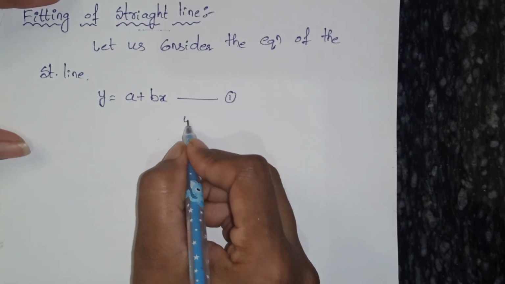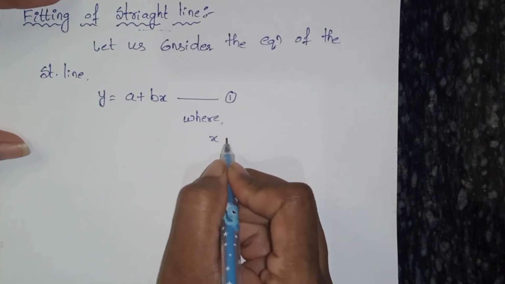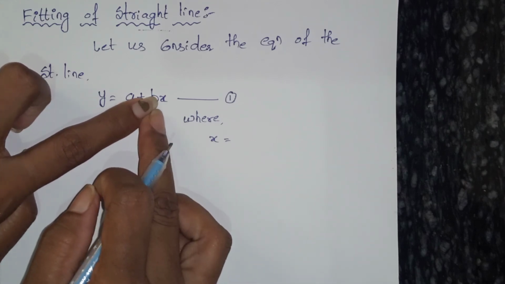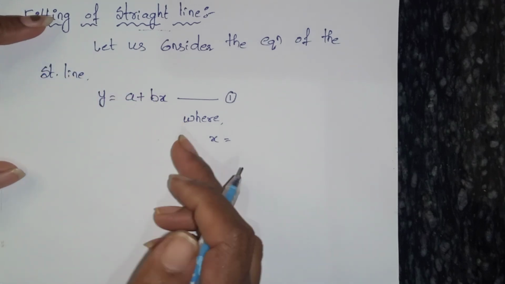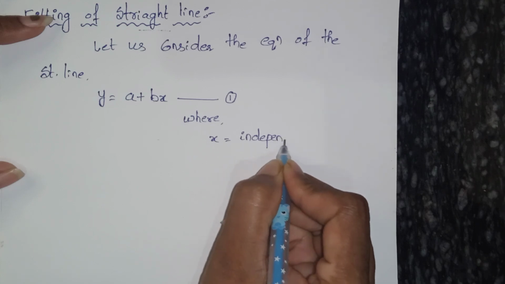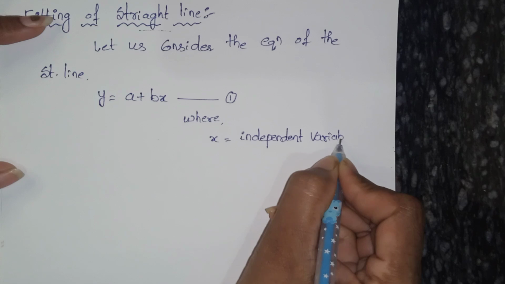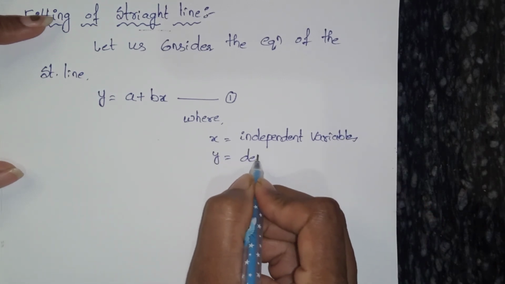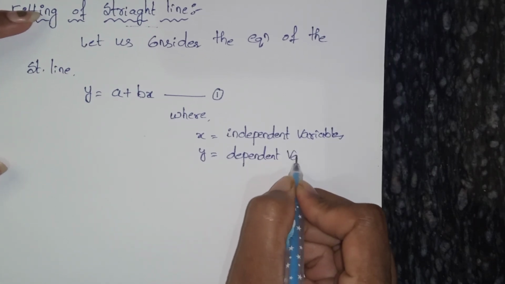And where x equals the independent variable. Why? Because whatever the values are, that depends on us, so that's why x is called the independent variable. Y equals the dependent variable.